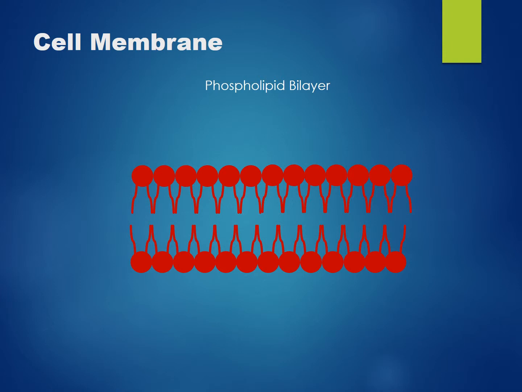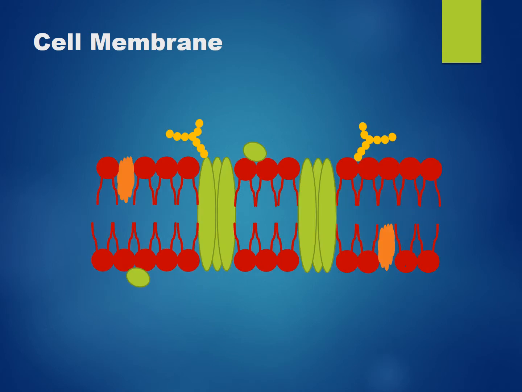It is comprised of a phospholipid bilayer that has hydrophilic, water-loving heads, and hydrophobic, water-fearing tails. In addition to the phospholipid bilayer, the plasma membrane will include cholesterol and proteins that are embedded within the bilayer. Cholesterol assists in maintaining membrane fluidity and is colored orange in the diagram.